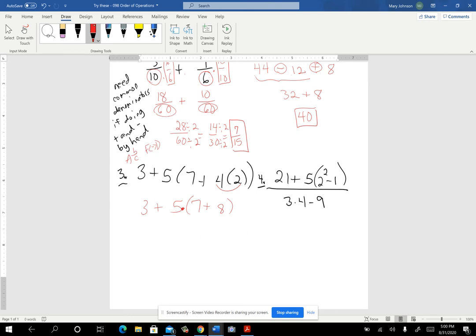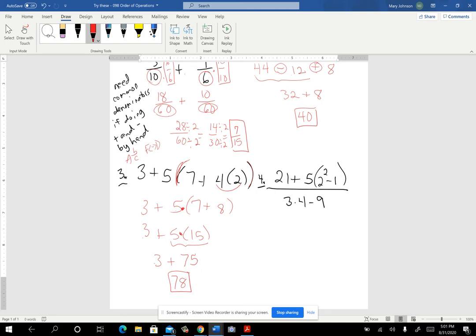Okay. Notice when I multiplied the 4 and the 2 together and got 8, I didn't have parentheses anymore needed on the 8, but I still had this set of parentheses. Okay. So now I have 3 plus 5 times 15, don't I? And the multiplication happens before addition. So this becomes 75. And so I have 3 plus 75, which gives me a 78 on that.